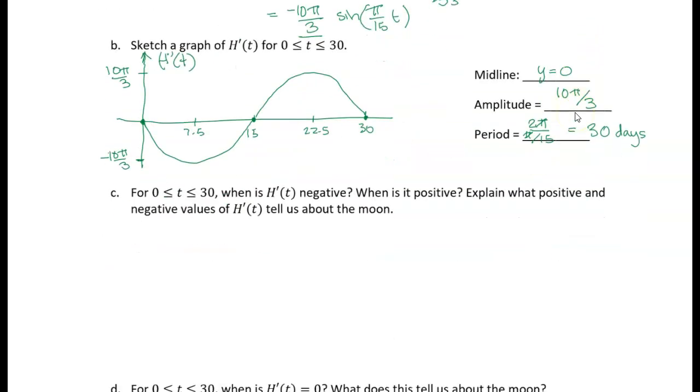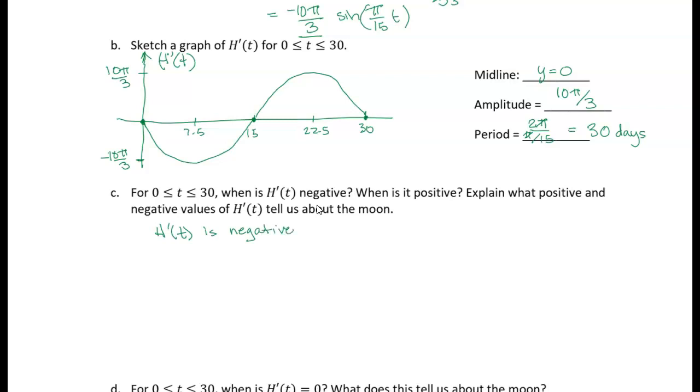So the next thing we're asked to do is, for t between 0 and 30, when is the derivative negative? When is it positive? And what do these negative and positive values tell us about the moon? All right, so let's take a look at, first of all, where h prime of t is negative.